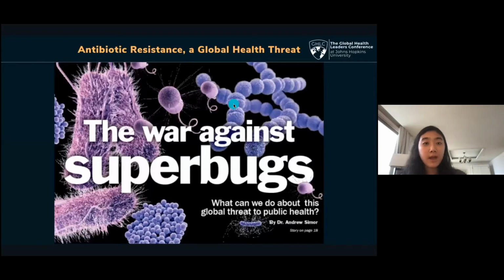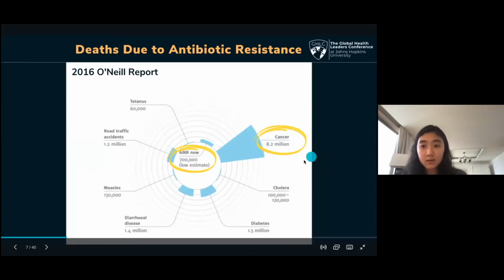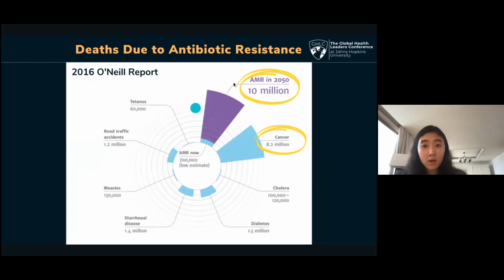As you might have heard, antibiotic resistance is a global threat to public health. The CDC calls it one of the world's most pressing public health problems. The blue on this graph represents the number of deaths due to different causes in 2016. Cancer was the leading cause of death, and antibiotic resistance caused at least 700,000 deaths that year. The purple color is the estimated number of deaths due to antibiotic resistance in 2050. It could increase dramatically to 10 million, surpassing the current number of deaths due to cancer.